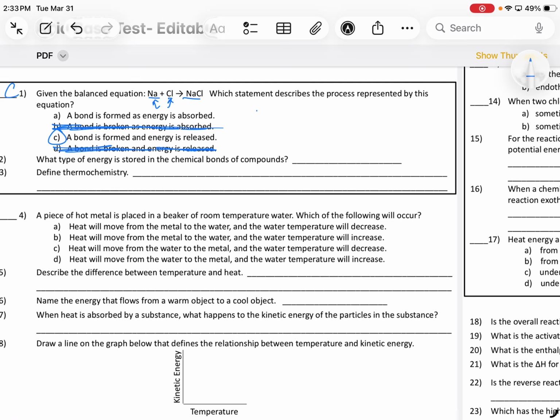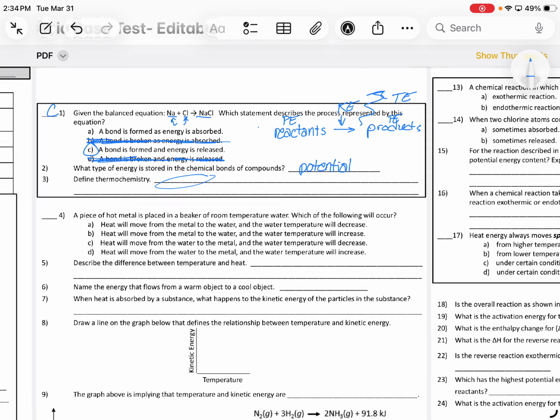There's potential, there's kinetic, and there's thermal. So which one is stored in the chemical bonds? Potential. Make sure that you remember those things in terms of the reactants, yielding the products. Remember that the potential energy is found in the bonds of the reactants and found in the bonds of the products, and what's found in the yield sign, what's found in the actual equation, kinetic energy. And then if we lost any energy, what type of energy is that? Thermal energy. Define thermochemistry. Again, that should be found in your notes, so I'm not going to waste time.